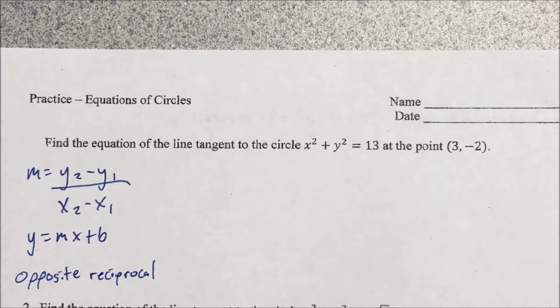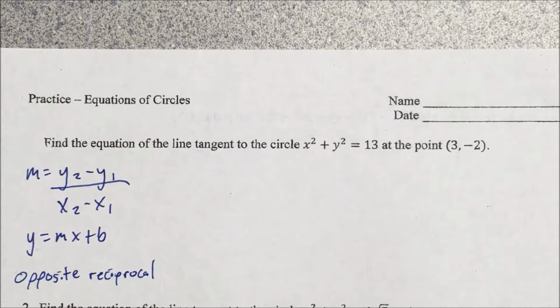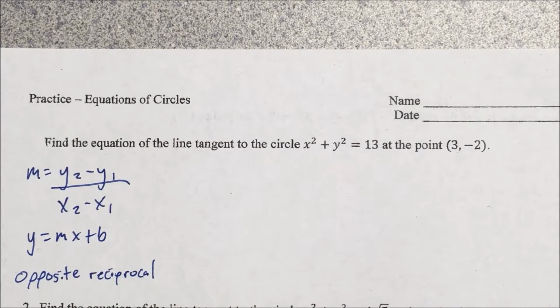Where that comes into play, if you remember, is the slopes of perpendicular lines are the opposite reciprocal of each other. And that just means if it's positive, it's negative, and if it's negative, it's positive, and then you flip the number. So if it's 2, then it's 1/2, or if it's 1/3, then it's 3, or if it's 2/3, then it's 3/2. So just keep those in the back of your mind as we go here.